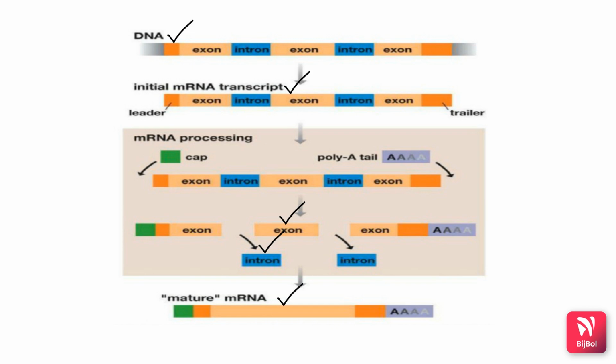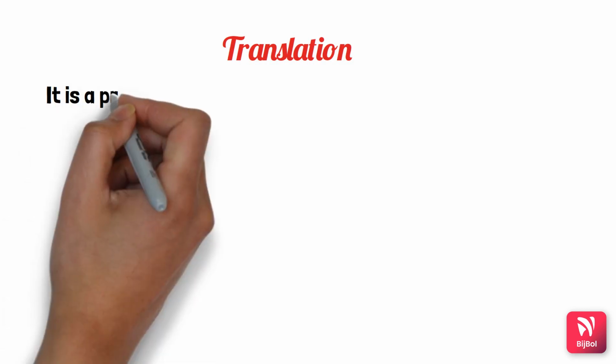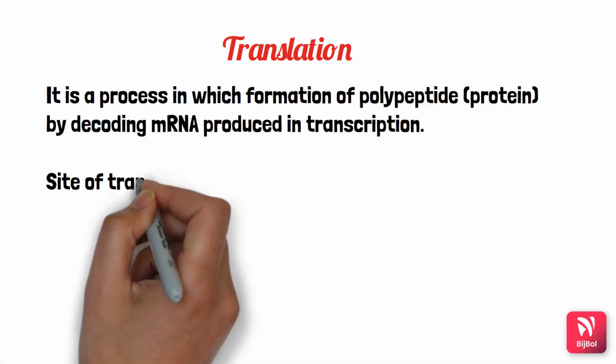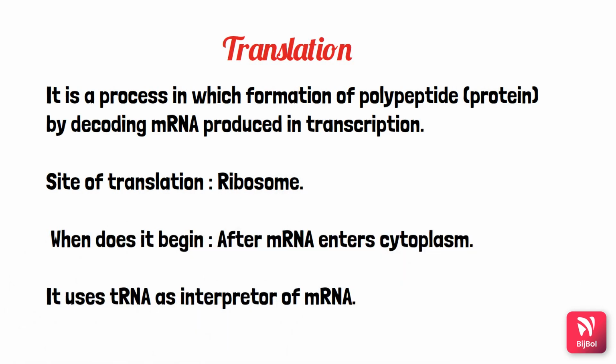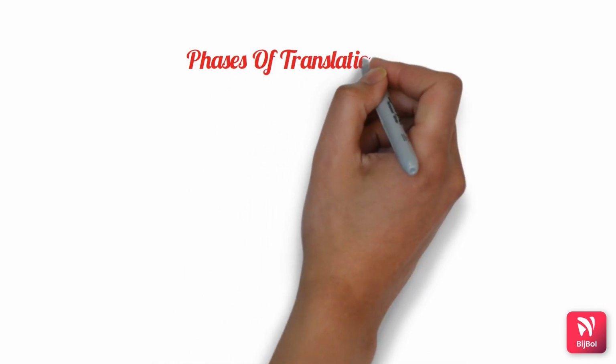So that was all about the process called transcription. Now let us discuss in detail the next process called translation. So what is translation? It is a process in which a polypeptide, that means protein, is formed by decoding the mRNA produced in transcription. Where is it happening? It is happening in the ribosomes. When does it begin? It begins after the mRNA enters the cytoplasm, and it uses tRNA as an interpreter of the mRNA. So the mRNA formed from transcription enters the cytoplasm and reaches the ribosome to finally form the proteins. This process is called translation.